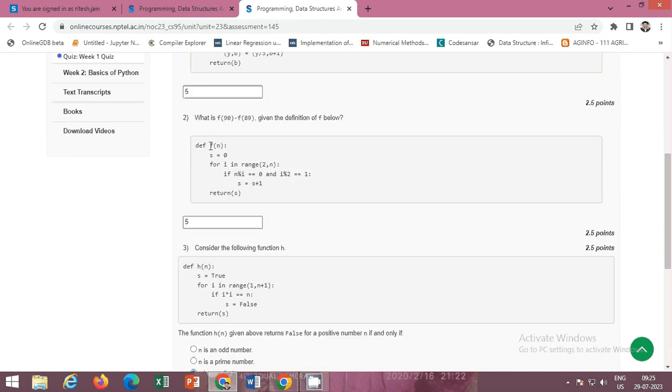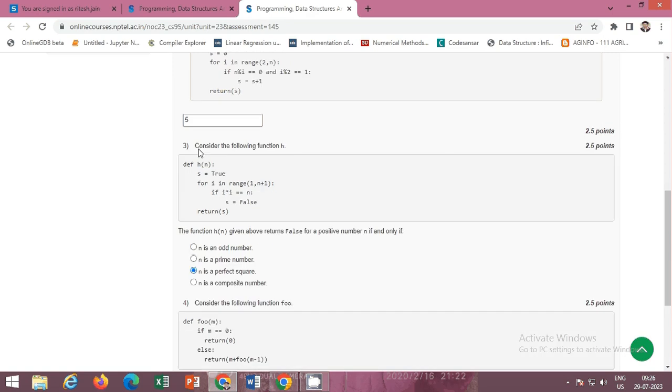Next question is, what is f(90) minus f(89) given the definition of f below? The function f definition is given here. We have to find out the output of this f(90) minus f(89). The correct answer is 5. Again 5. So you have to write the 5 in this text box.